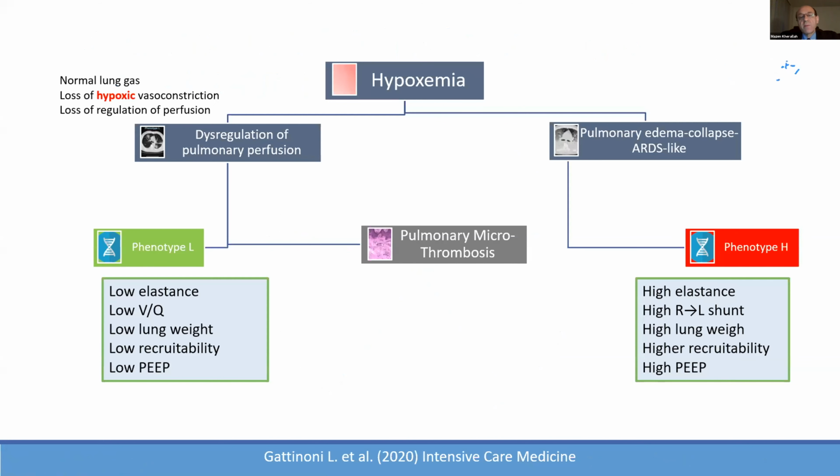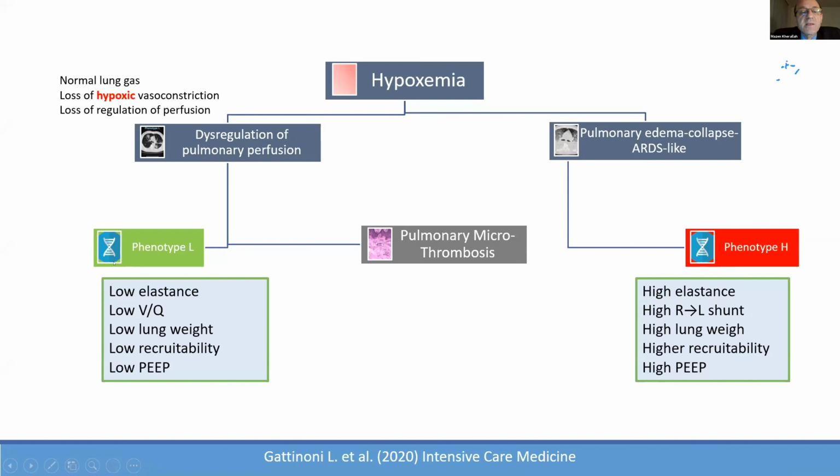So if we start with hypoxemia, the hypoxemia initially, early on in the disease, is caused by dysregulation of pulmonary perfusion. So the lung gas is normal. Alveoli are normal. There's loss of hypoxic vasoconstriction and loss of regulation of perfusion. So this is the main pathology that is likely causing the problem.